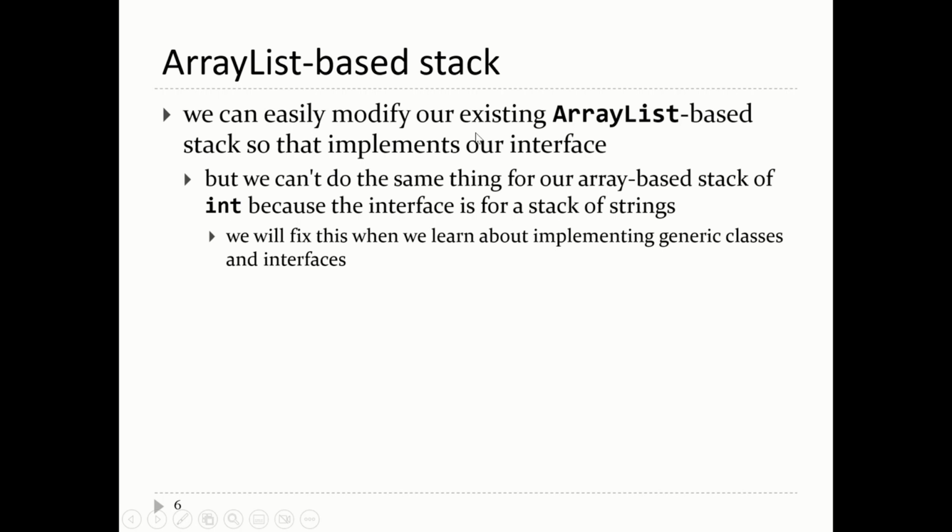All right, so we have two existing stack classes. We can easily change them so that they now implement the stack interface. Oh wait, I guess we can't. We're going to do this for a stack of string. Our array-based implementation is a stack of int, so we can't actually make that stack implement this interface. But we're going to fix that shortly. I'm going to show you how to create generic classes in a few lectures from now.